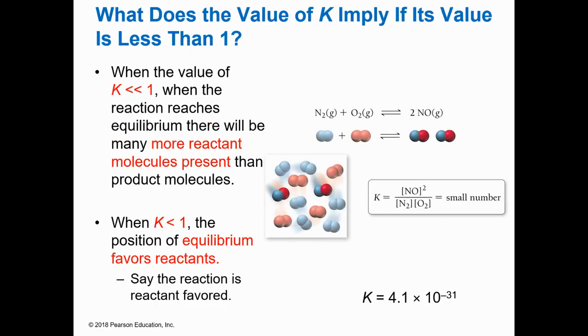If K is much less than 1, then more reactants are present than products. And then if it's less than, it just is going to favor the reactants.